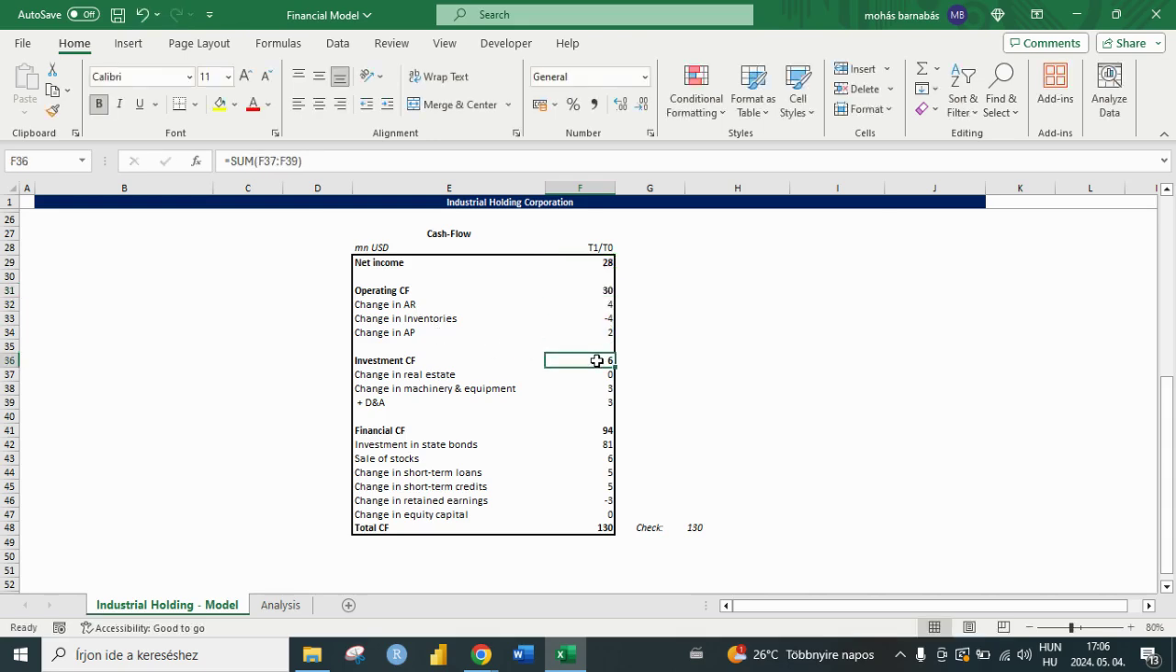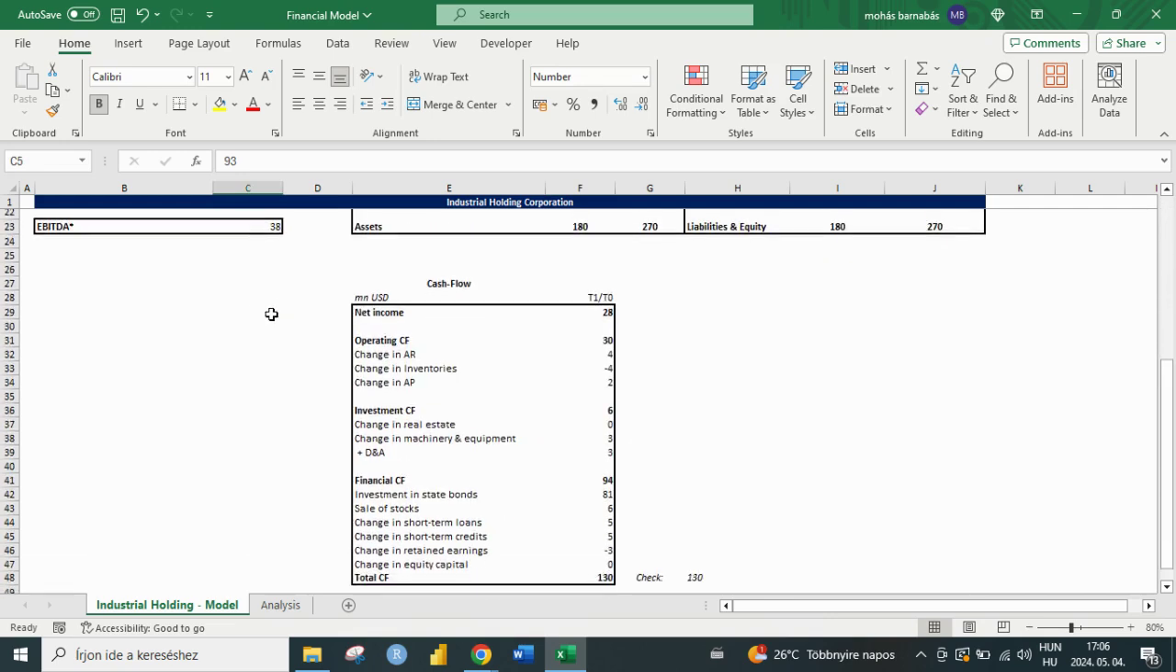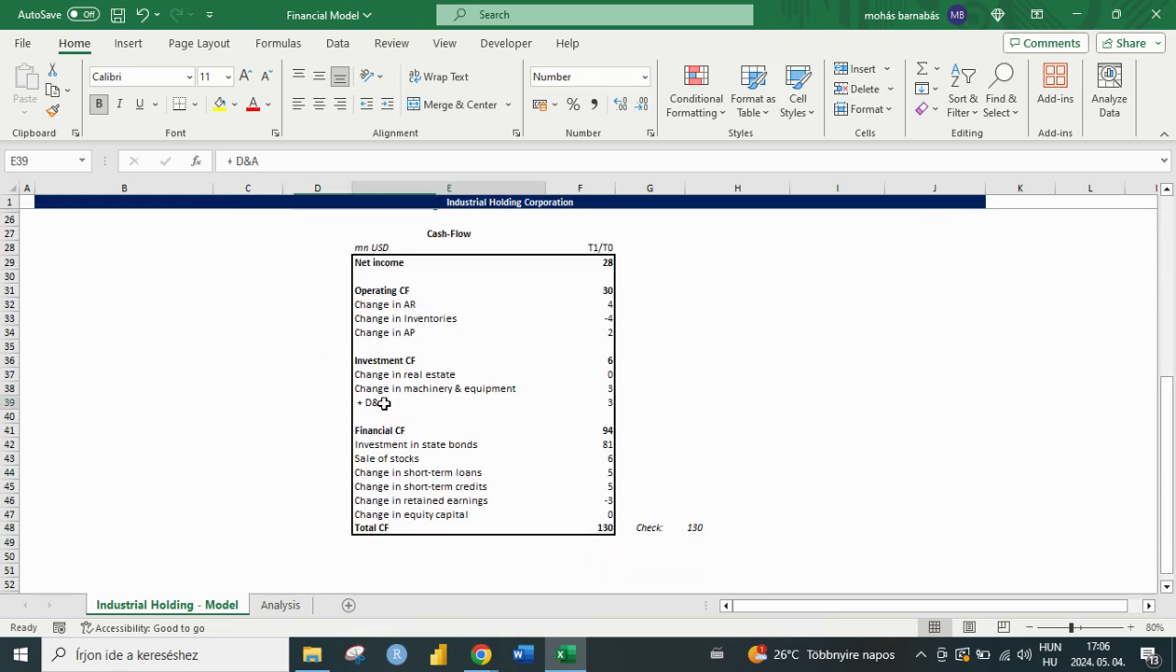The second part is the investment cash flow, which can be derived from the change in the real estate stock of the company and change in the machinery and the equipment of the company, plus depreciation of the company. Here it has to be added because it is actually part of net income. Once it was subtracted from the income part of the company, like from the net sales, it has to be added back because it means no actual cash flow movement regarding the company's activity.